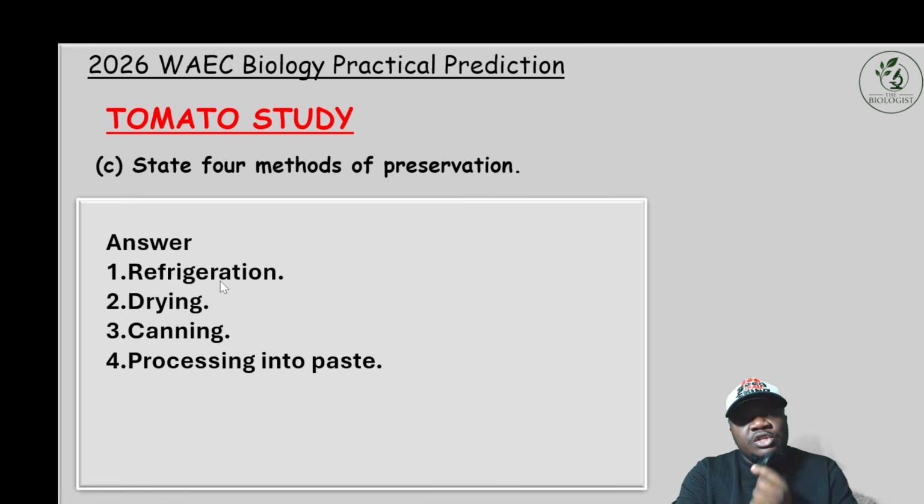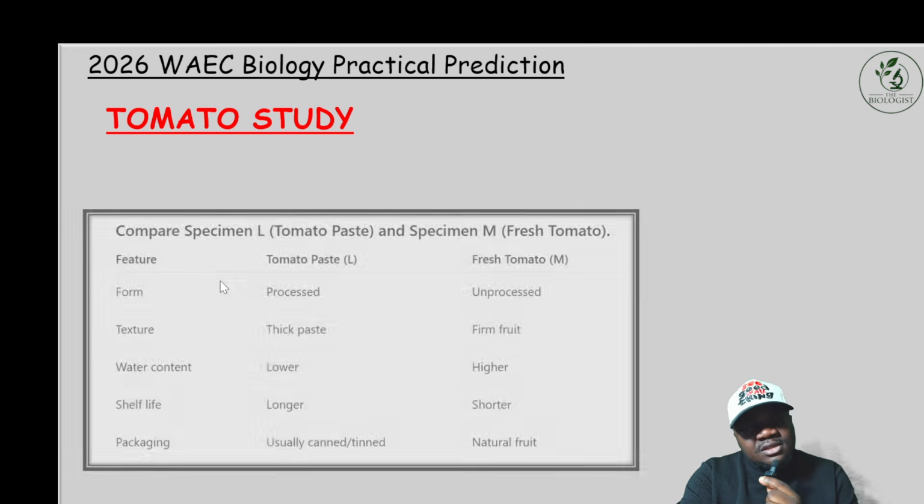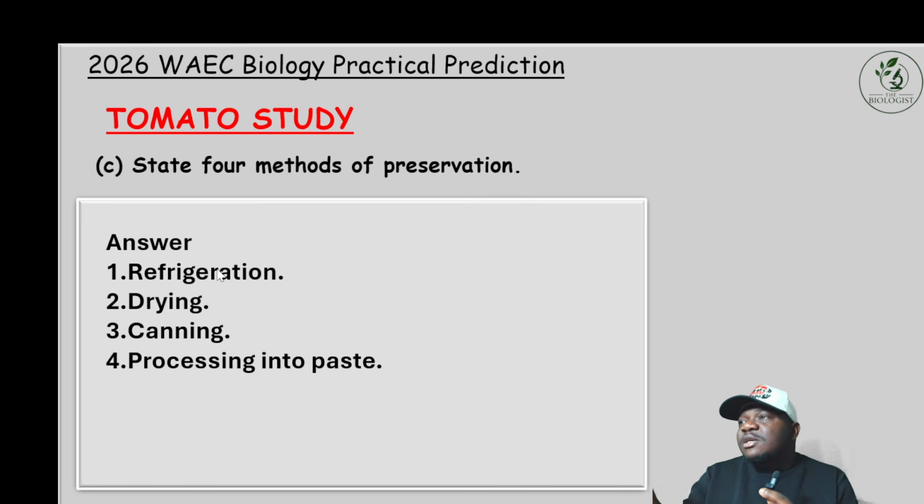Refrigeration, drying, canning. Okay, so canning is very important. You put them in cans to make them viable for a very long time. Then you process them into paste, which you use in cooking and all that. So these are the methods of preservation of tomatoes.